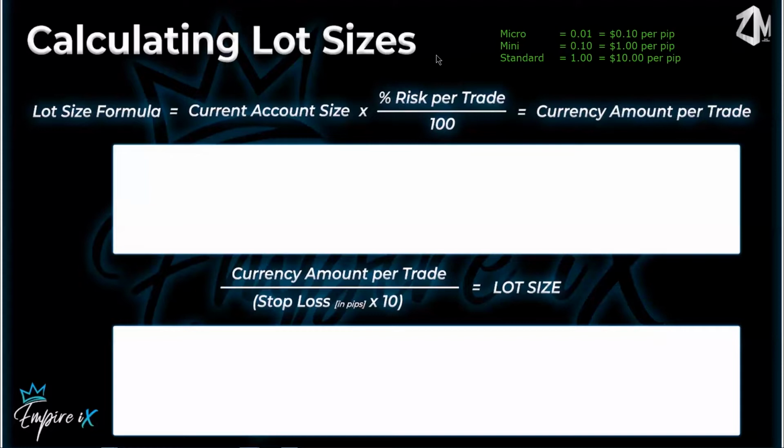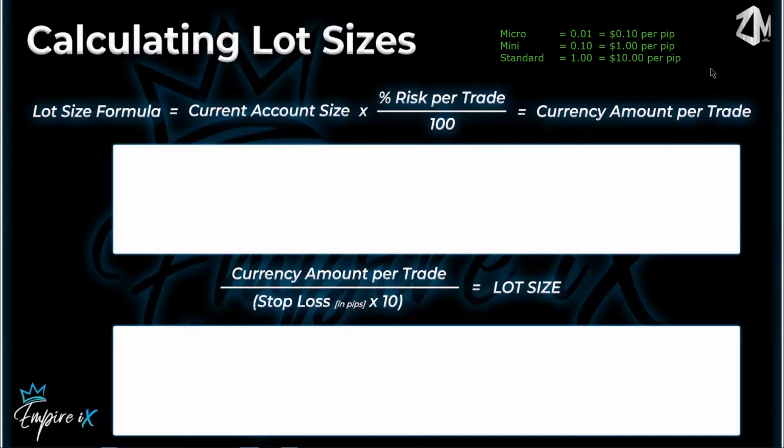To get started, we first have to know our base lot sizes. We have the micro, which is a 0.01, and that is 10 cents per pip. We have a mini, which is a 0.10, and that is $1 per pip. And we have the standard, which is 1.00, and that is $10 per pip. So again, these are our base lot sizes.